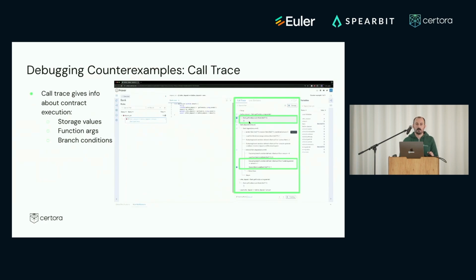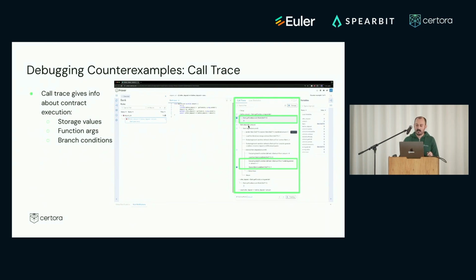Another useful tool to help you dig into what's going on is the call trace. The call trace is in this pane in the middle here, and it basically gives you a bit more information about what the contract is doing with this particular counterexample that it found. Notably, when there is a counterexample, it's not unique. There might be multiple counterexamples that violate the rule, but this will show you what the contract is doing for this specific counterexample. And in particular, it'll tell you the storage values for each of the function calls as you step through it, the specific parameters that get passed to all the functions, and branch conditions that do get evaluated on this execution path with the particular counterexample.